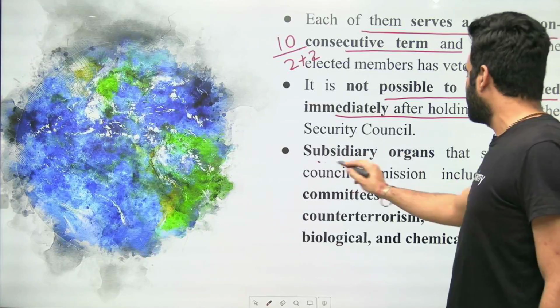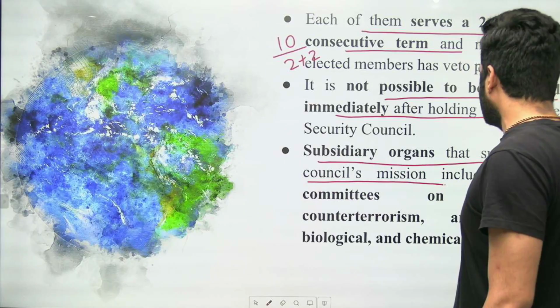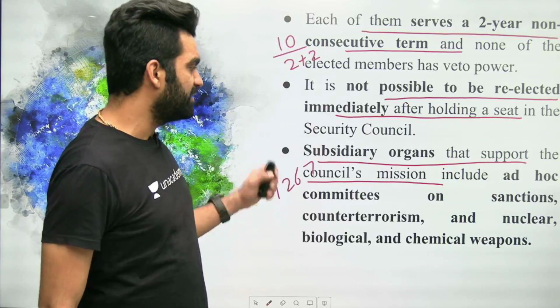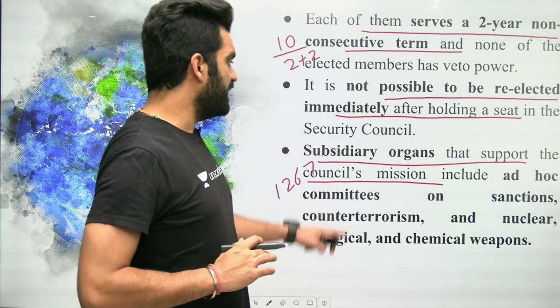Subsidiary organs of the United Nations that support the Council's mission include ad hoc committees on sanctions. For example, the 1267 committee or other committees are there. You must have heard of the 1267 committee. They are ad hoc, temporary committees to implement the decisions taken by the UNSC.